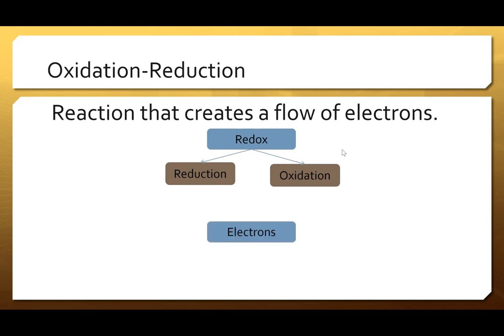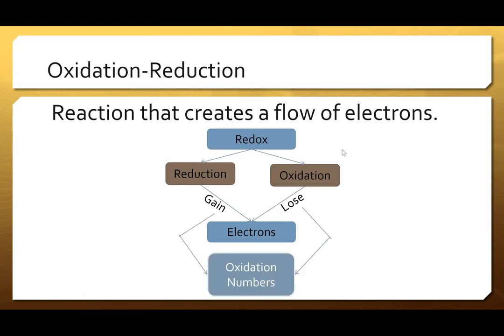And how do we choose who's being reduced and who's being oxidized? Well, we're going to look at where the electrons are going. The substance that loses electrons during a chemical reaction is the substance that's being oxidized. I'll give you some creative ways to remember this in just a minute. And if somebody loses electrons, somebody has to gain them. So the substance that's gaining electrons is being reduced.